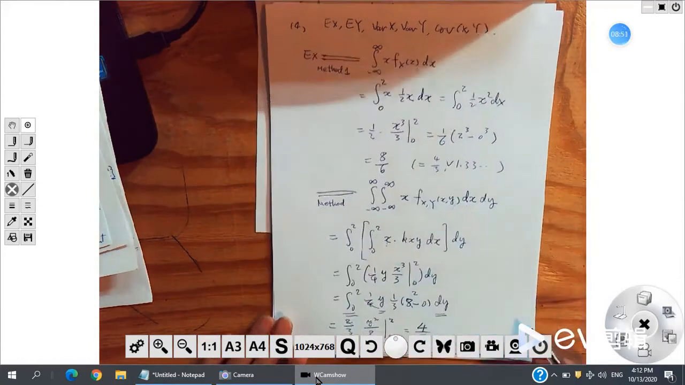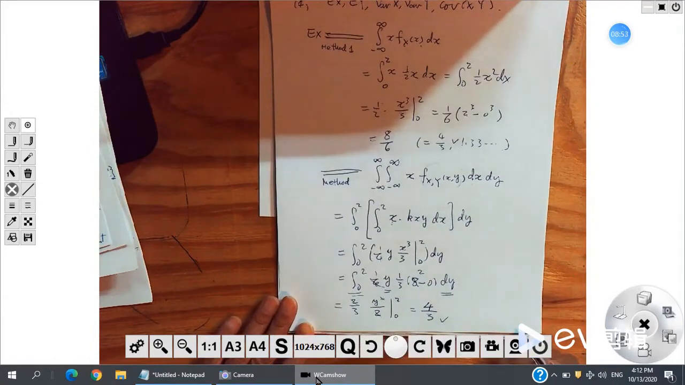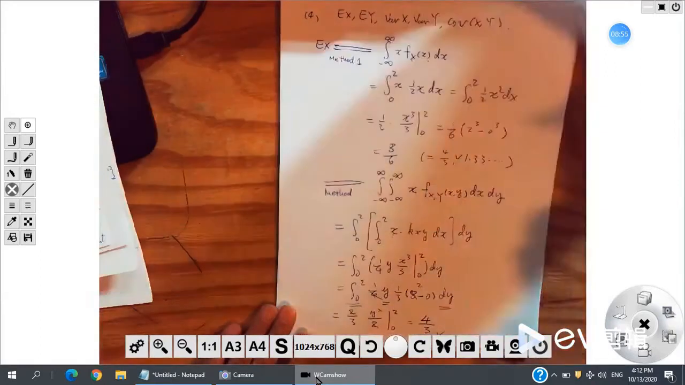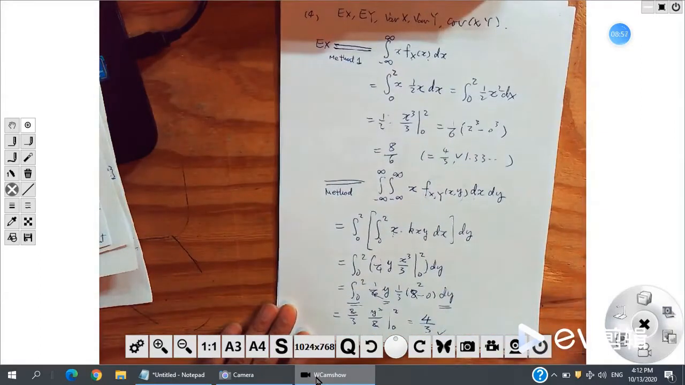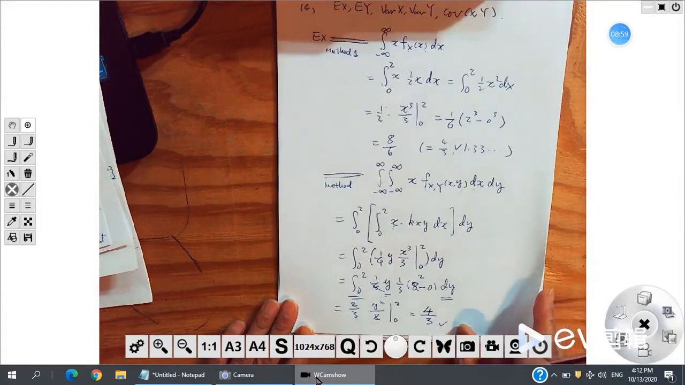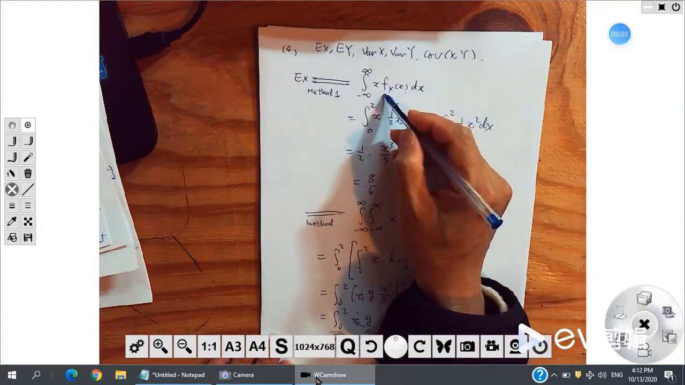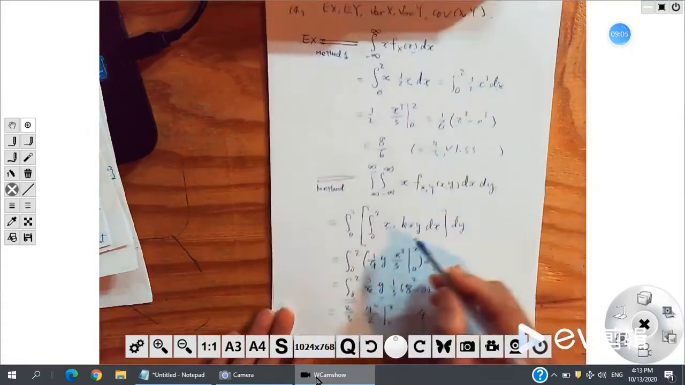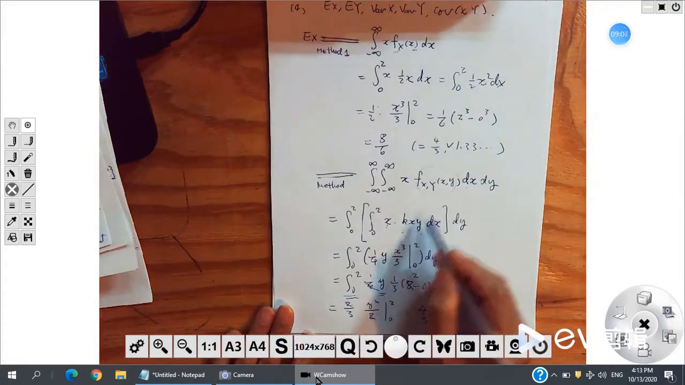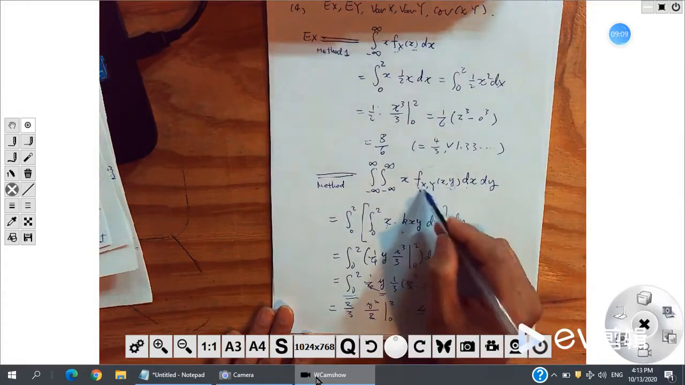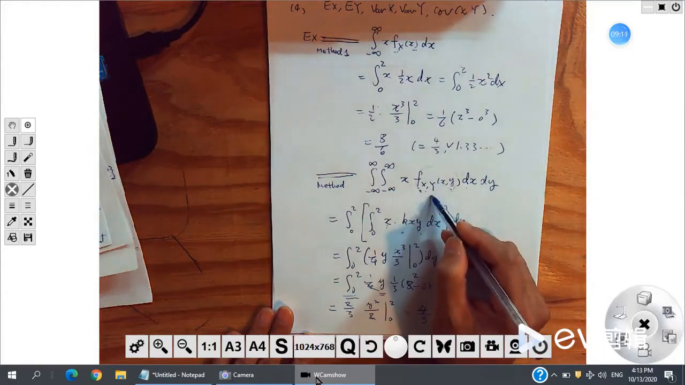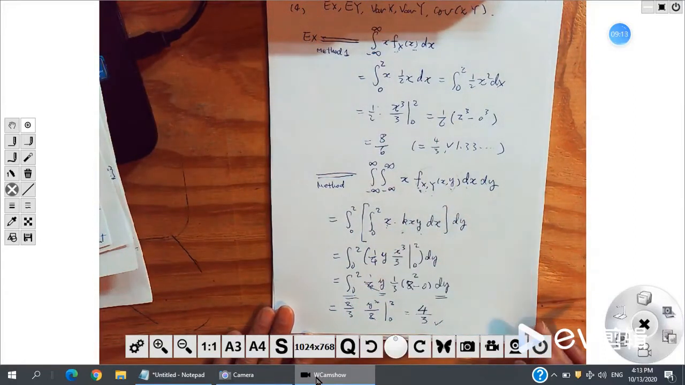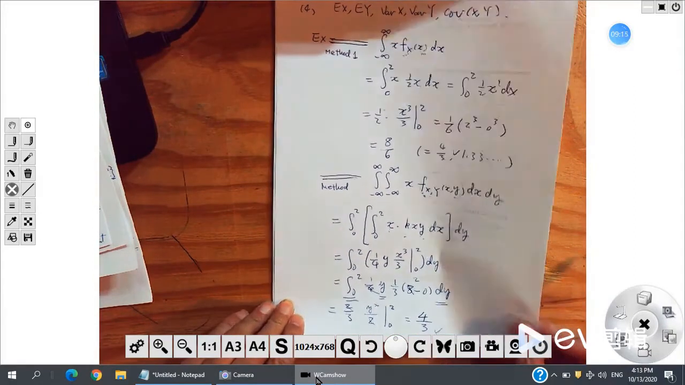Now in both methods we have the same result, right? In both methods we have the same result. You can try to use this distribution just for x. You can also use the distribution for both x and y, and the result will be the same. Okay, this is E[X]. And then E[Y].